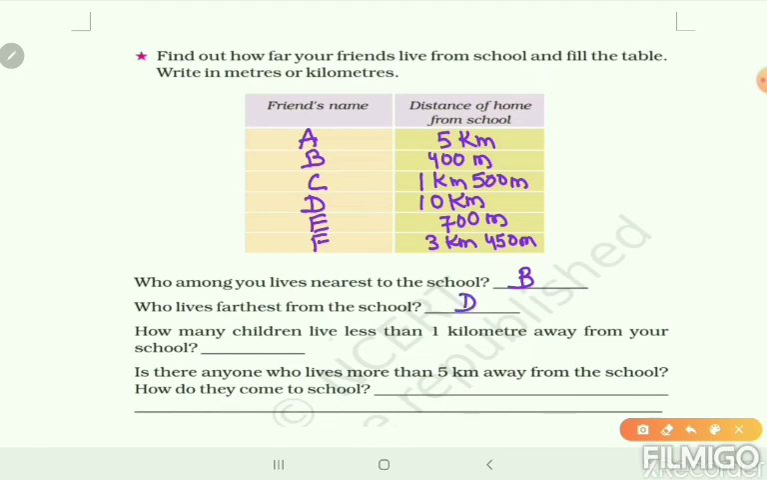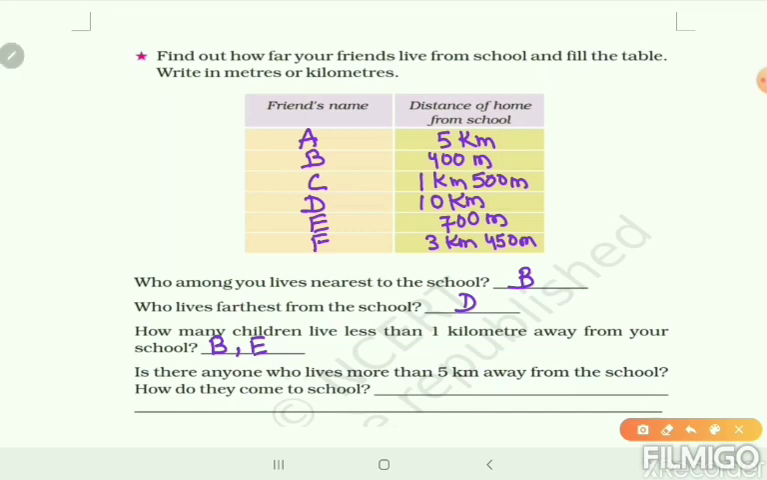How many children live less than 1 kilometer away from your school? So you are going to find less than 1 kilometer. That will be all the meters, that is this 400, that is B, is less than 1 kilometer. Anything else, C is 1 kilometer 500 meter, it is more. Okay, E is also less than 1 kilometer. So these are the two friends who live less than 1 kilometer away from school.